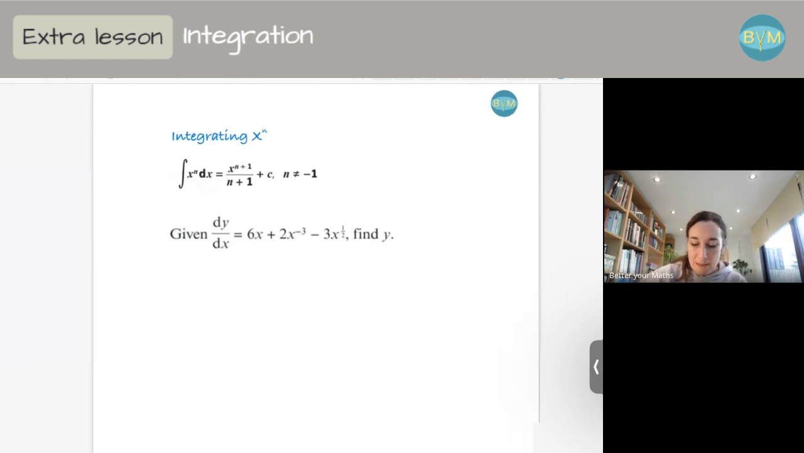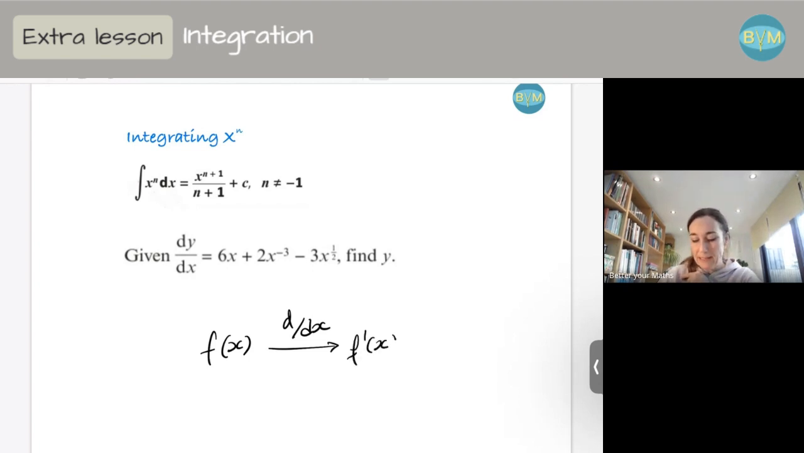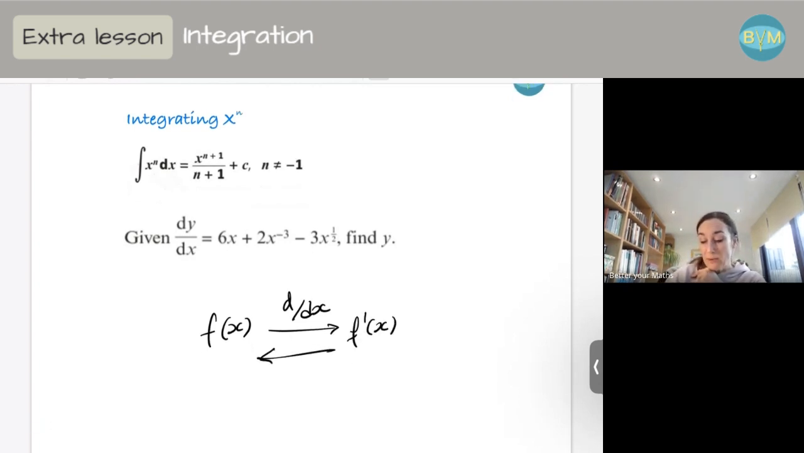The first thing you should know is that integration is the opposite of differentiation. If I have a function and I differentiate my function with respect to the parameter, I have the derivative. If I go the other way around, I integrate. So if I have the derivative and I integrate, I will have the original function. That's what I'm doing. It's like the opposite of differentiation.